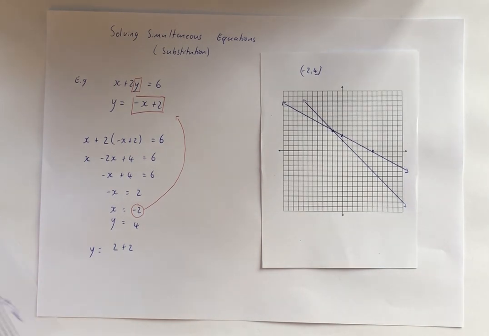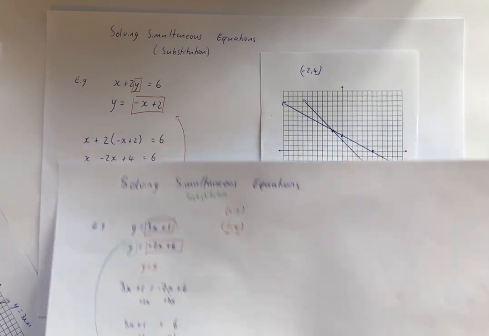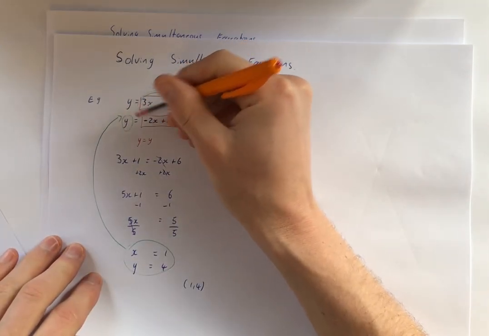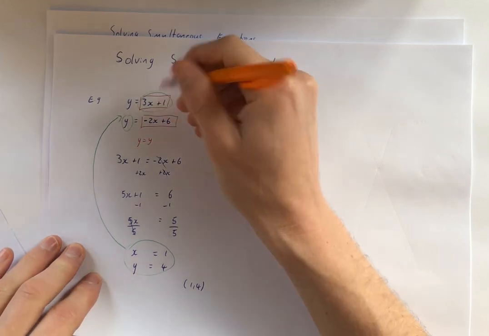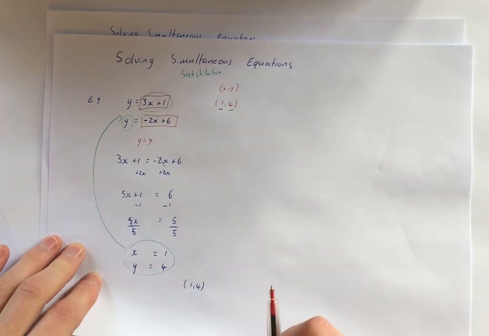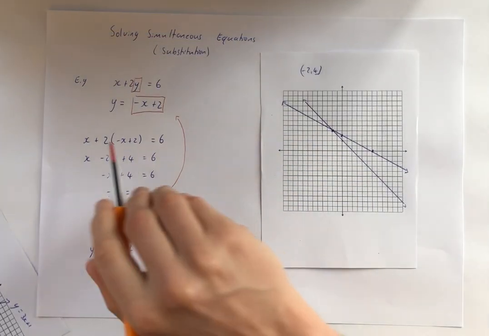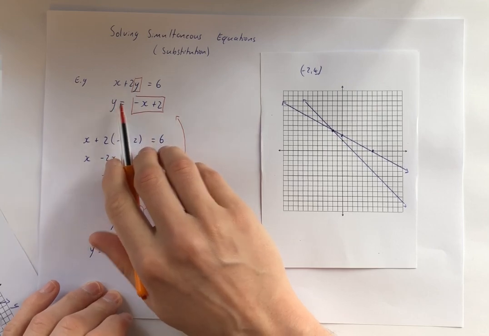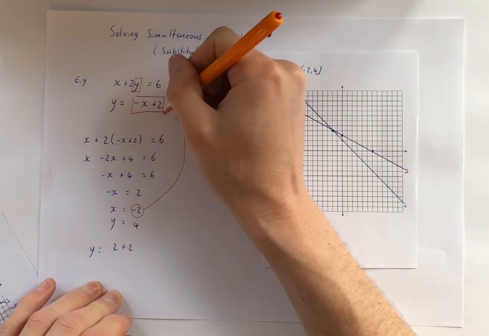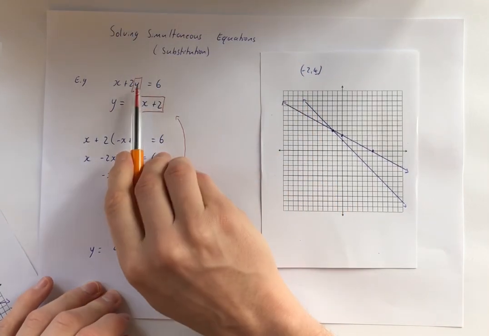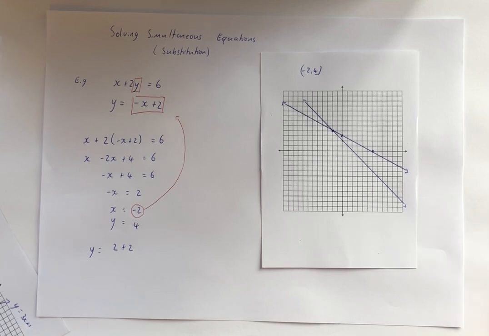So this is two types of substitution. The first one was they're both equal to y, so make them equal each other. So we substitute in 3x plus 1 for y and solve. The other one, we have x plus 2y, so intercept form, and gradient intercept form. Well, this y equals negative x plus 2 could be substituted in for the y in that first equation. Cool. Hope that makes sense.